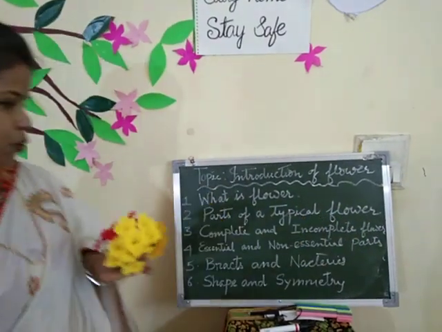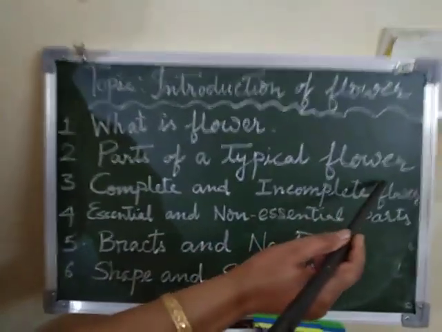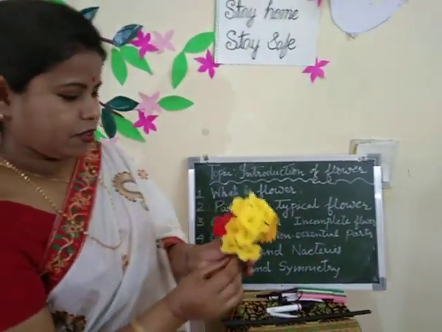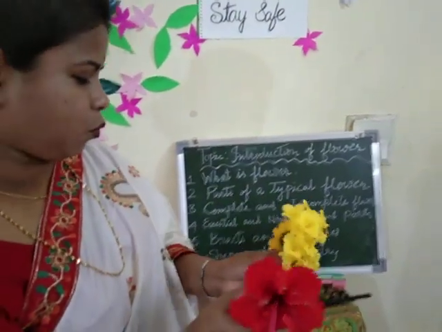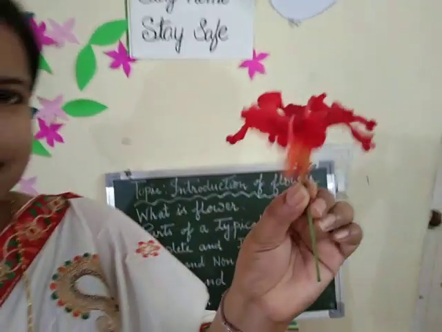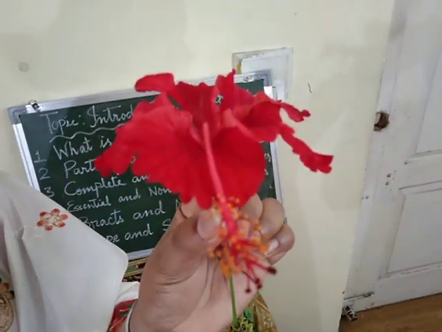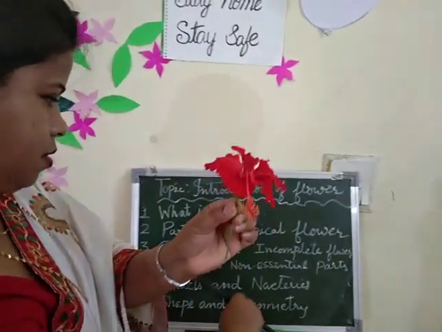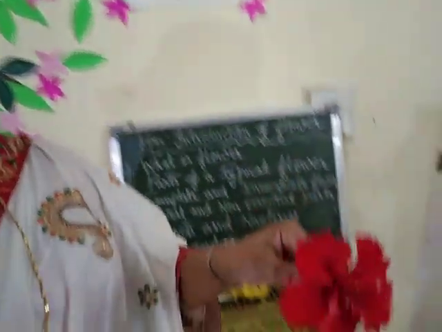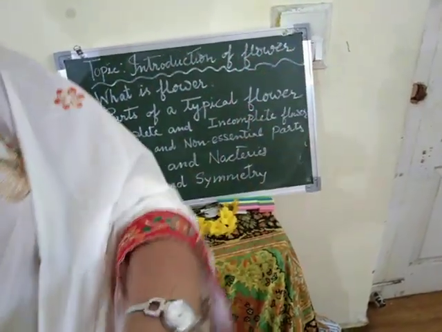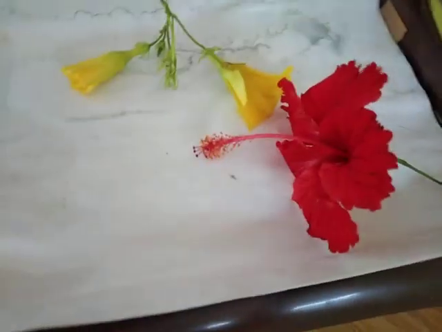Right? Number 2, parts of a typical flower. I have few flowers in my hand. I am going to show you one by one. See, this is the hibiscus, the most common flower in our garden. I will show the parts of this flower. Already we have studied in our previous class also about the flowers. I will show you all the parts here.